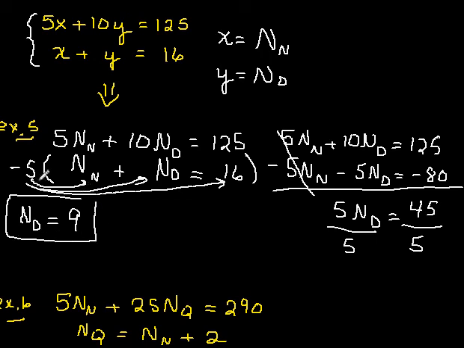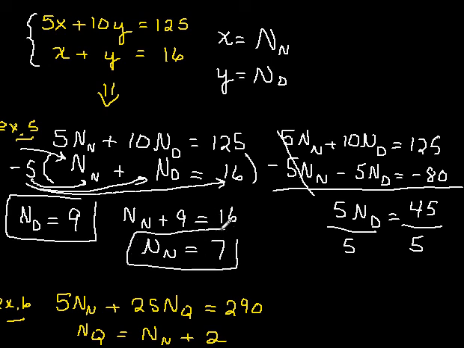Then we can go back up and find the number of nickels. So we go up into this equation right here. We have the number of nickels. Substitute n sub d equals 9, plus 9 equals 16. N sub n equals 7. And those are your two answers. So these are still just like we did before with systems of equations, but instead of just simple x and y, we're using subscripts. And that can make it seem a lot harder than it is.